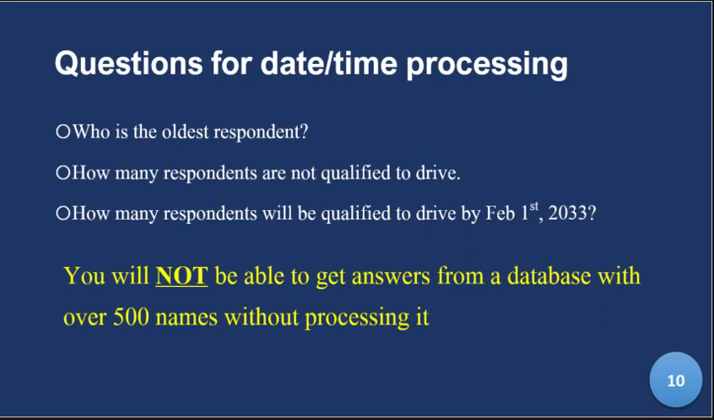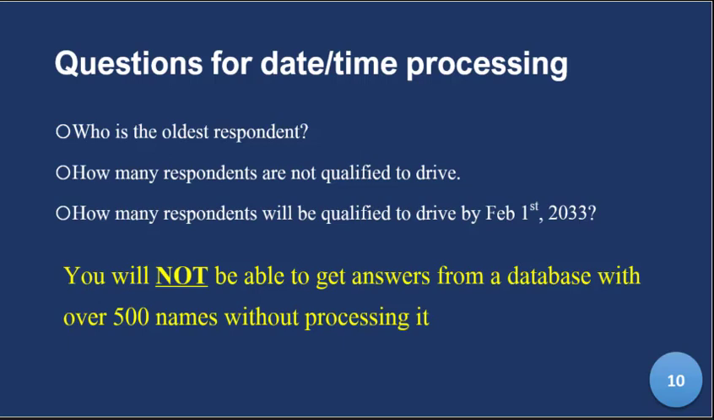So the challenge actually is not the questions, it's the volume. If I had 500 lines, I would have to scroll down and hope I don't miss a line to get the oldest, get those who are not qualified, then start ticking and processing one after the other. That does not make sense. And that's why you cannot leave dates in the raw numeric form or the raw string form.